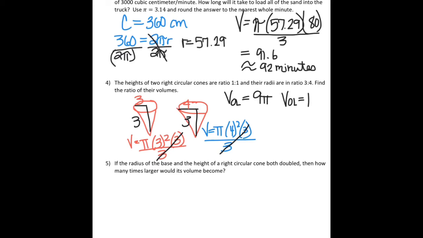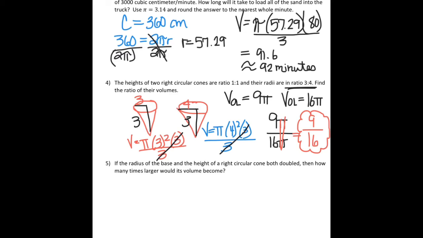4 squared is 16. So it asks you to find the ratio of their volumes. Well, if the ratio is 3 to 4, that means the smaller number goes on the top. So the ratio of their volumes is 9 pi to 16 pi, but what happens to my pi's? They cancel out. So the ratio of their volumes is 9 to 16. And it even said to put your answer in terms of a fraction. So there you go.